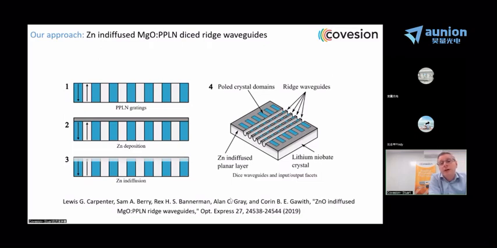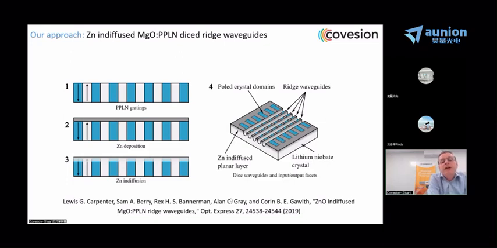That being the case, we've developed a very simple manufacturing process that's based on 4 steps. Step 1 is to take our lithium niobate wafer and pattern the periodically poled grating into it. Step 2 is to deposit a layer of zinc, and then step 3 is to indiffuse that zinc layer. That zinc indiffused layer at the surface of the wafer gives a planar waveguide structure. So by indiffusing the zinc, you get a refractive index change through the top of the wafer, which gives you the confinement within the surface.